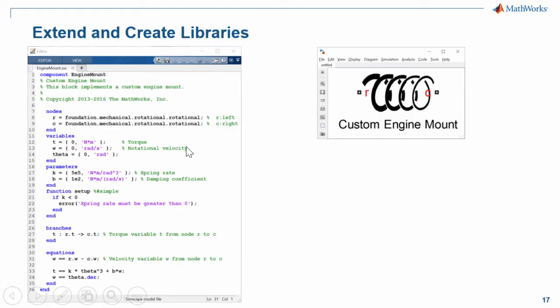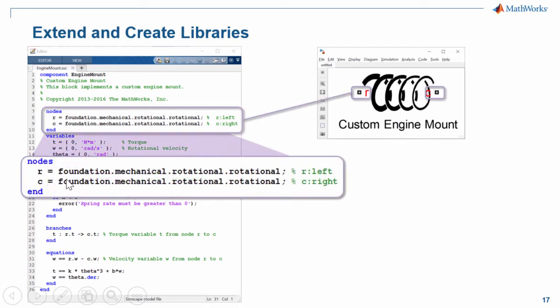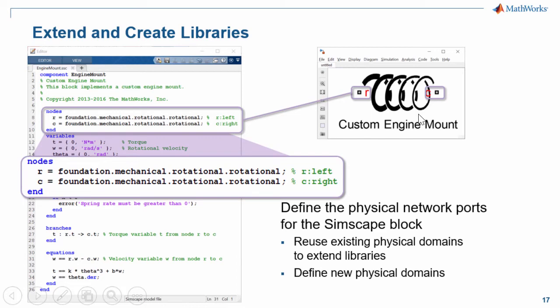Here is the Simscape language code that defines our custom component. Our custom engine mount needs to have two mechanical connections. Those are defined here. We reuse the domain definition from Simscape so that our block is completely compatible with all the libraries that are provided.